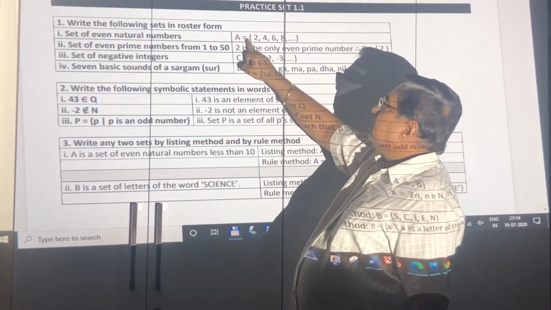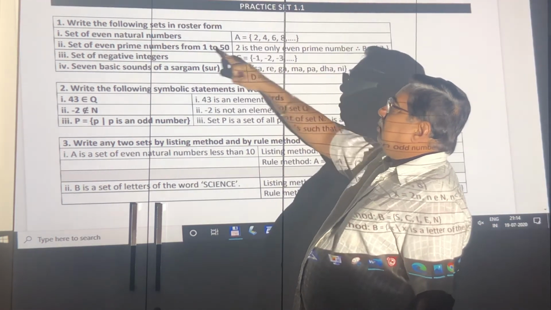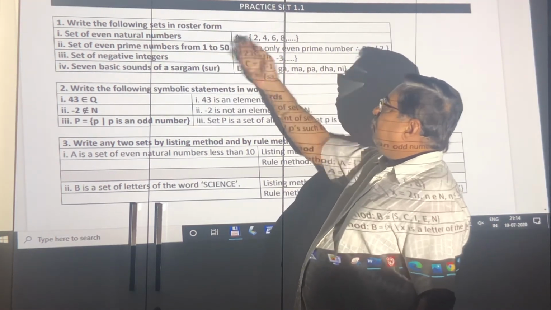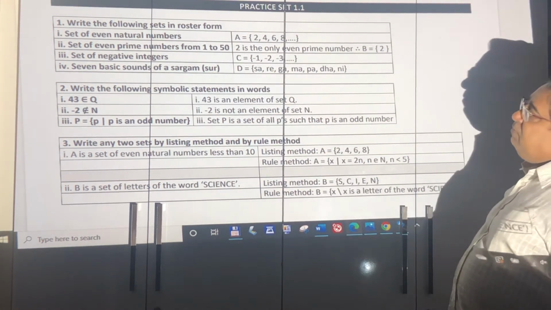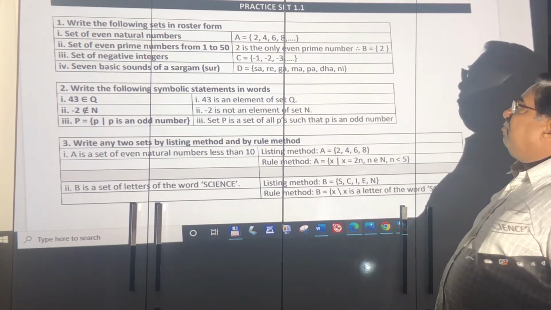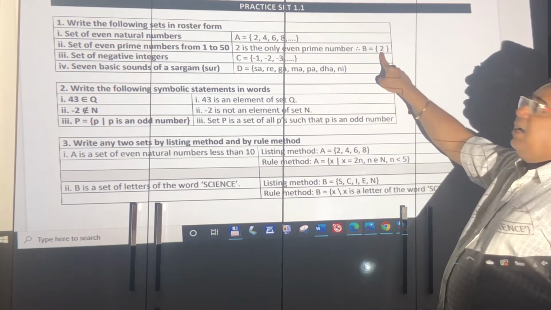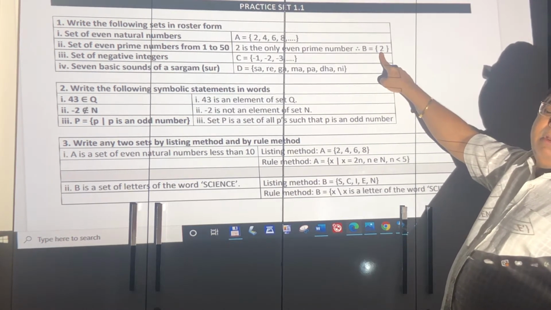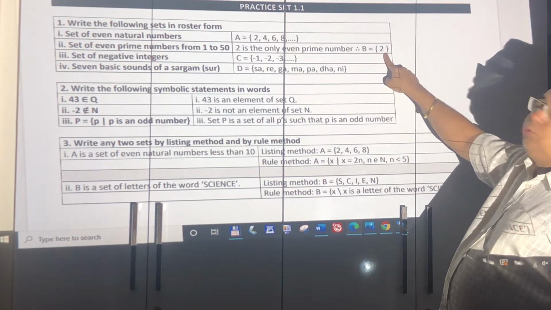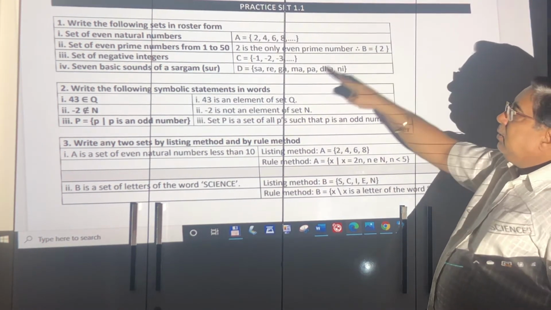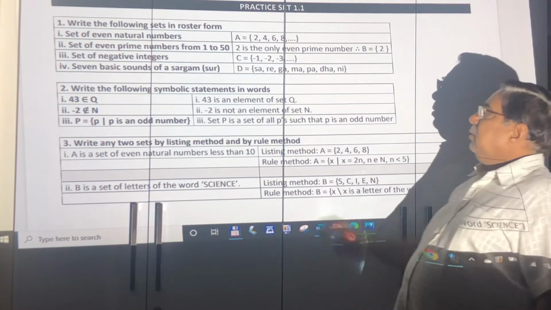A is such that 2, 4, 6, 8. They are not set till where? And before 2 there are no even natural numbers. Set of even prime numbers from 1 to 50. Only 2 is the element. No other even prime number is present. So set B contains only 2. Okay. Set of negative integers.